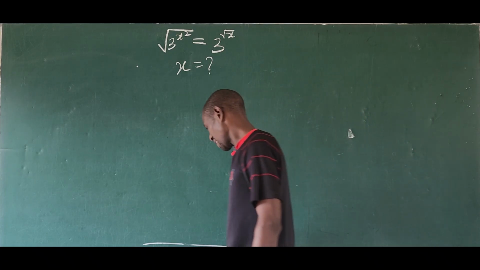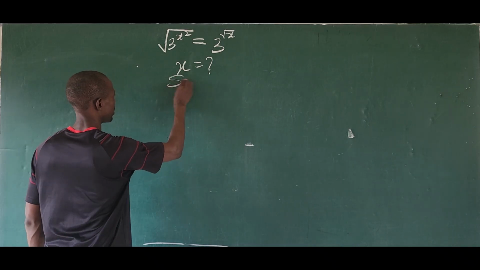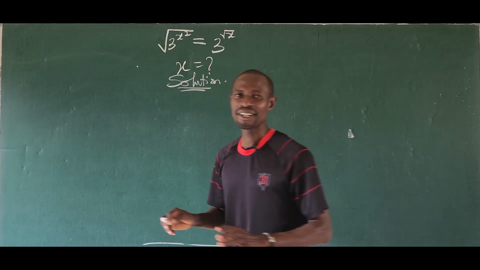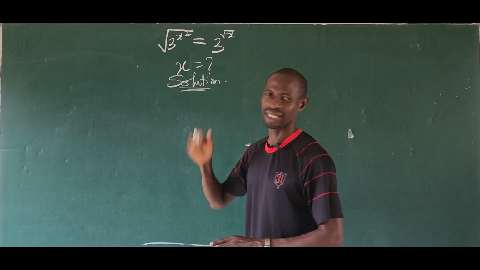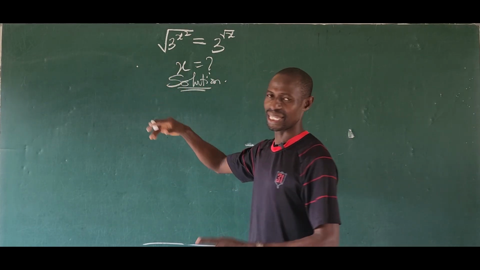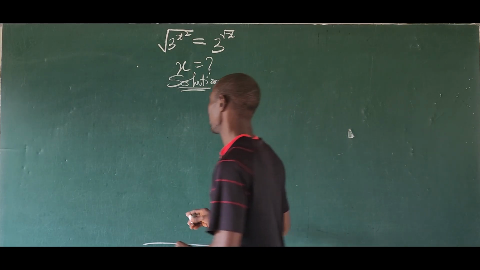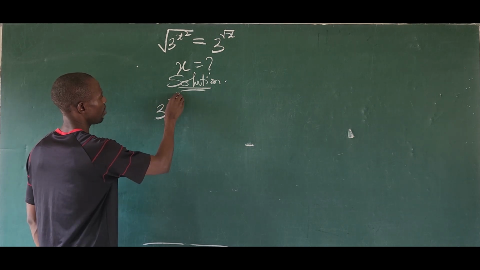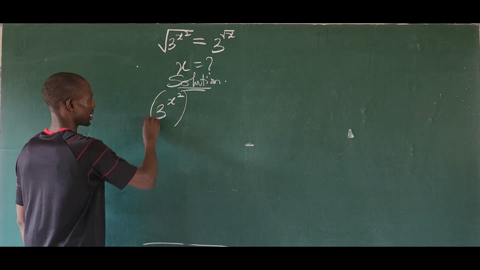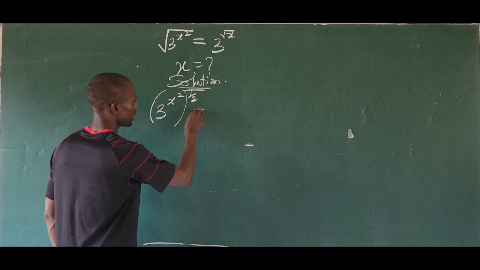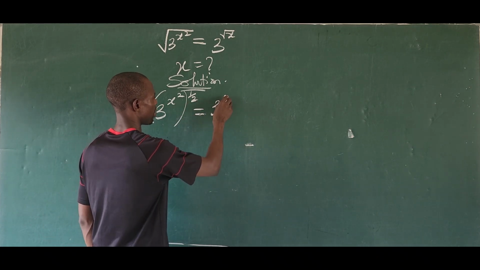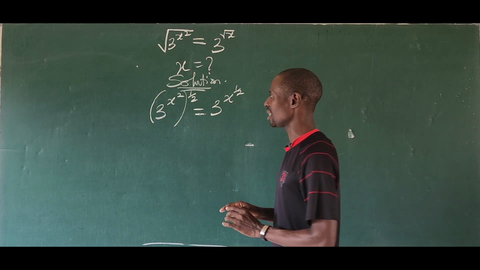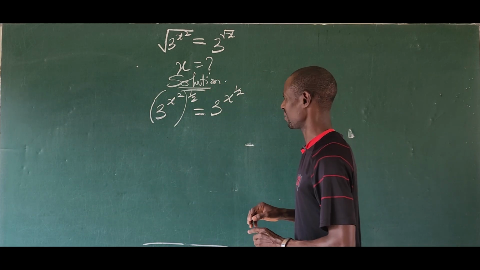Okay, so let's take a solution and see what this gives us in turn. The first thing we're going to do here is to rewrite the radicals we have, the one on the left hand side and that on the right hand side. Rewriting this gives us 3 to the power of x all raised to the power of 2, in brackets raised to 1 over 2. This is equal to 3 to the power of x raised to 1 over 2. So we succeeded in eliminating the radical.